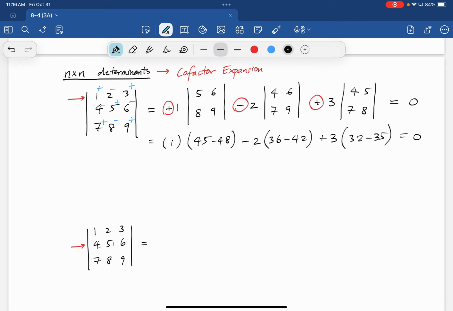Wait, why is it plus minus plus? I've explained that twice already.